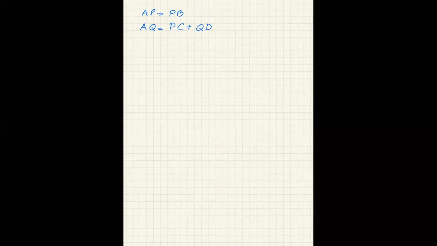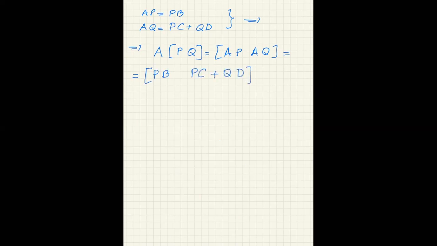So now, from here, we will write this in a different way. And the way we write it is as a matrix equation in which we multiply A by the matrix P, Q, to the right. And this is like a block multiplication. So you have A multiplied by this matrix that has two blocks, P and Q. And so this will equal AP and AQ. And what is AP? Well, AP is P times B. And what is AQ? It is PC plus QD.